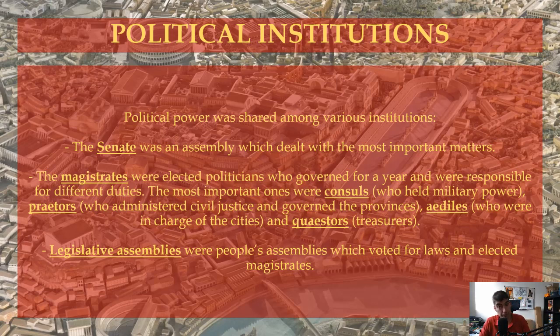The praetors, los pretores, who administered civil justice and governed the provinces. They were the governors of the provinces, the political divisions of the Republic and the Empire. The aediles, los ediles, who were in charge of the government of the cities, and the quaestors, los quaestores, who were in charge of the treasury, of the collection of taxes, for example. And finally, the legislative assemblies, three of them, were people's assemblies which voted for the laws and elected these magistrates. They were called the comitia, los comicios.